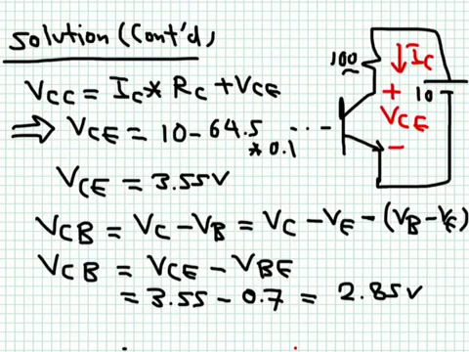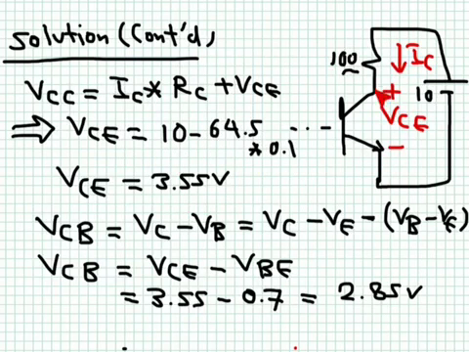Sorry, maybe we should do it the other way around. VCC is equal to I collector multiplied by 100 ohm plus VCE. Or I can get VCE is equal to VCC, which is 10 volts, minus 64.5 milliampere multiplied by 0.1K. So I replace this 100 ohm by 0.1K. This one by this one will give us 6.45. Out of 10, you get 3.55.